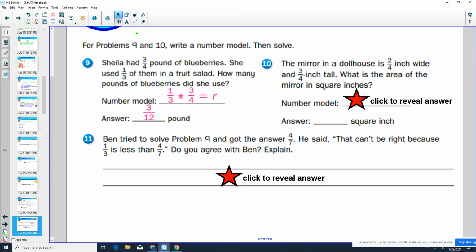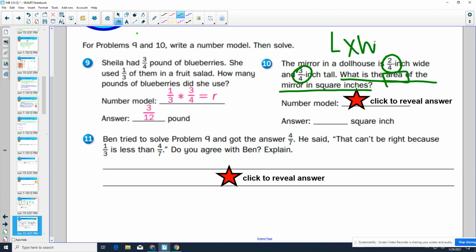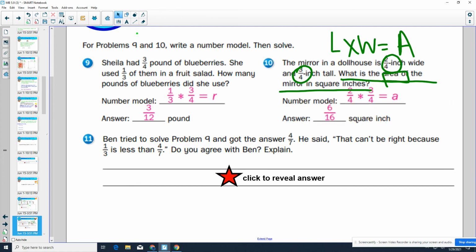So let's look at the next one here with cubes. It says the mirror in the dollhouse is 2/4 inches wide and 3/4 inches tall. What is the area? Okay, when I look at this, I see area, and I know the area is length times width equals the area. So I know, again, I have a multiplication model there. So think about what you would be doing on there. So you should have already completed this. And you get 6/16.